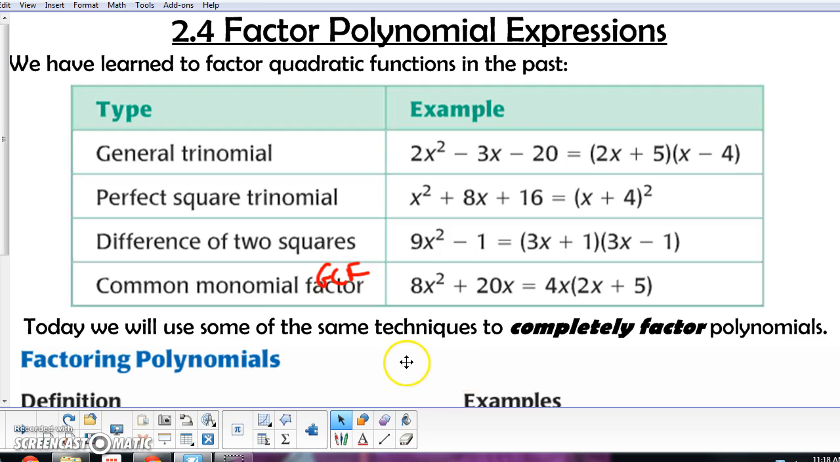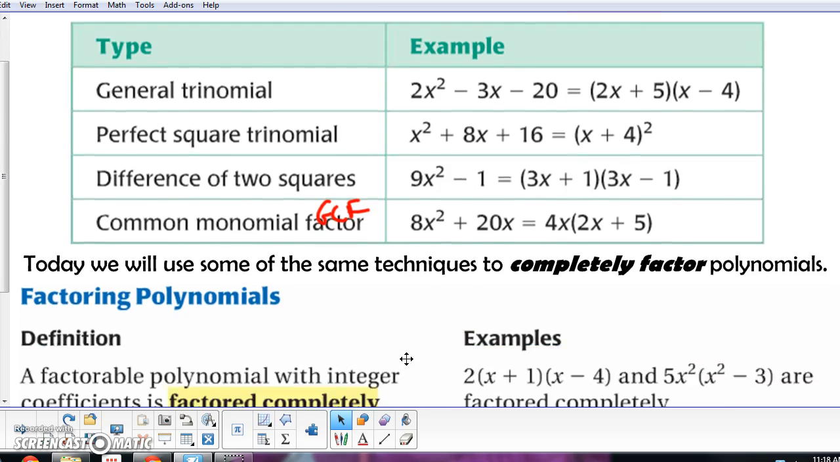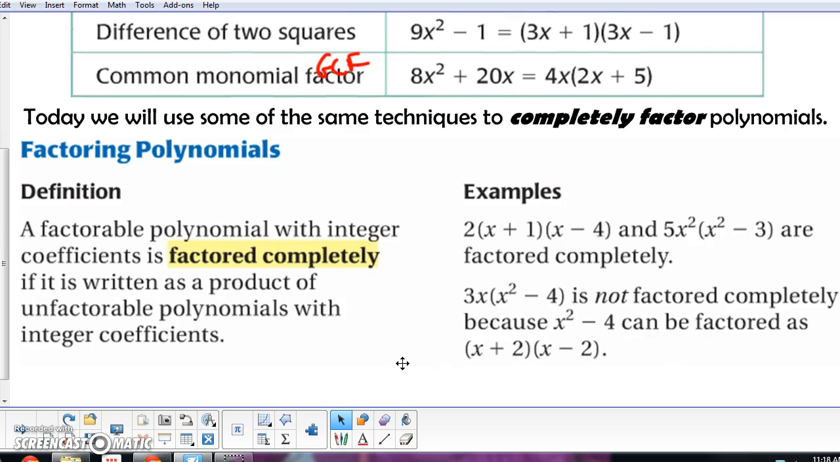Now today we're going to use some of those same techniques to completely factor polynomials. So we've got cubic polynomials, quartic polynomials, quintic, whatever. We can still factor using some of those same techniques. One thing to note: a factorable polynomial with integer coefficients is factored completely if it is written as a product of unfactorable polynomials with integer coefficients. You can think of them as being prime.